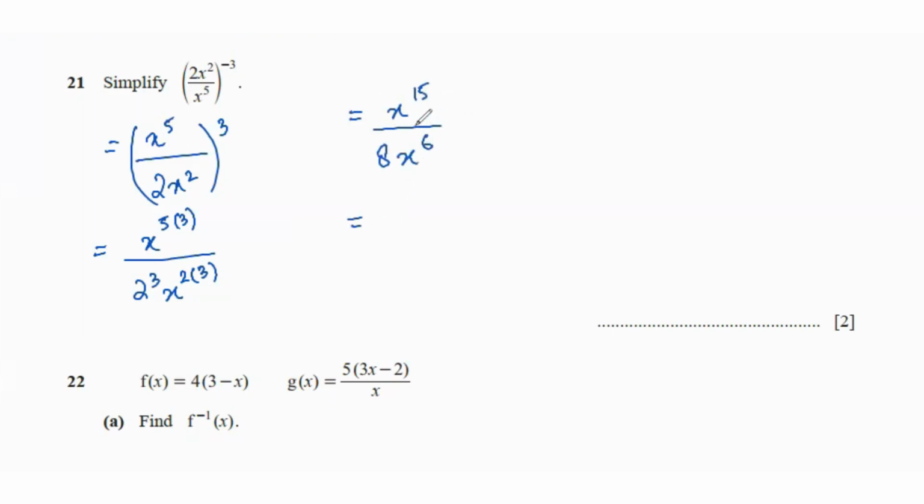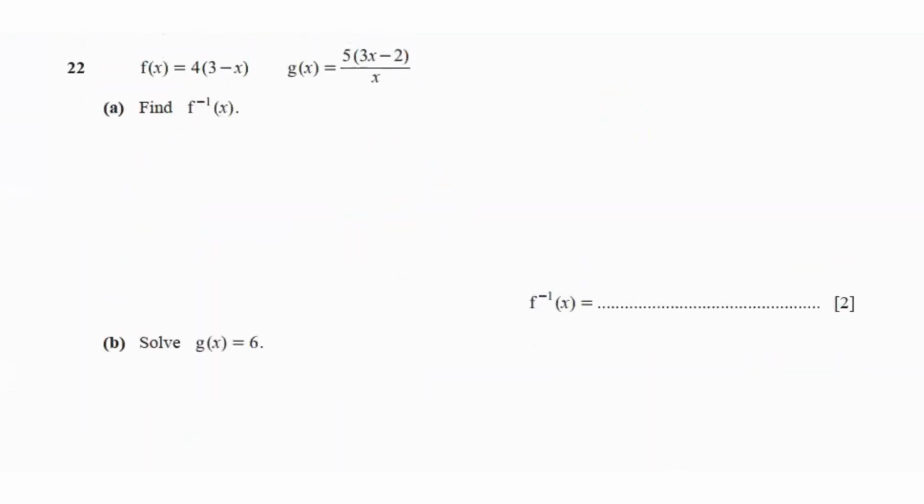We can further simplify this because we have the same bases in the numerator and denominator. And whenever same bases are being divided, we can subtract the powers. So it's going to be x to the power of 15 minus 6 over 8, which is going to be x to the power of 9 over 8. That is your final answer.